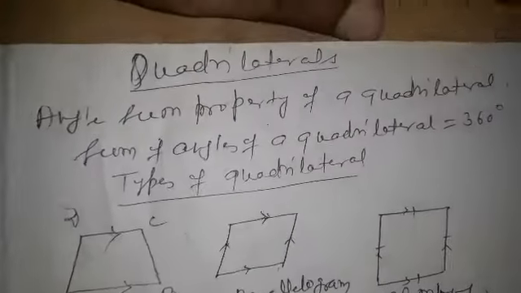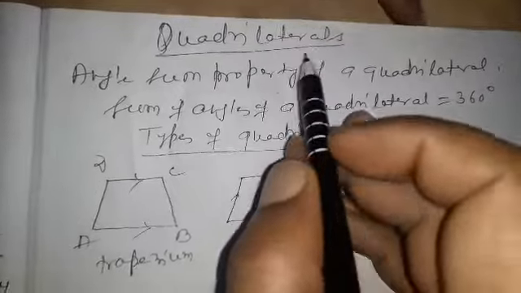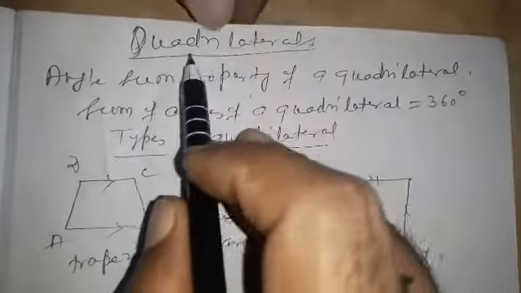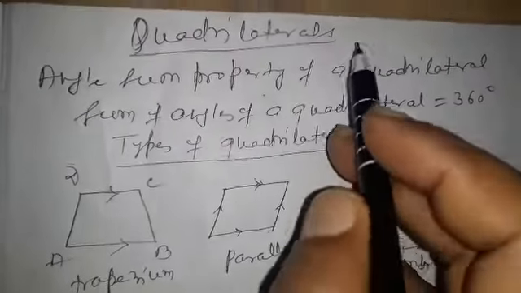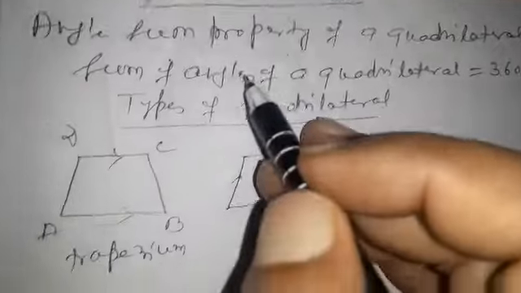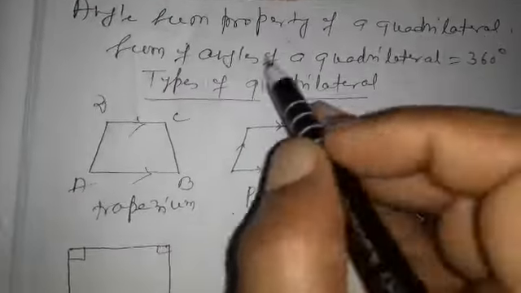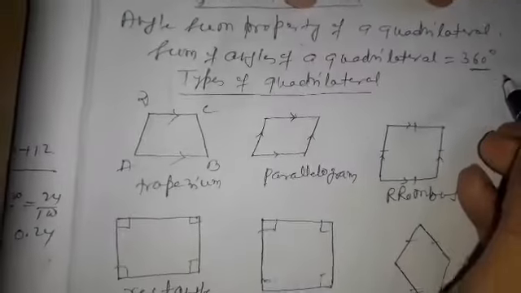Today I am going to start the chapter quadrilaterals. So we know that, students, a quadrilateral is a closed figure bounded by four line segments. The angle sum property of a quadrilateral: we know that the sum of angles of a quadrilateral is equal to 360 degrees.